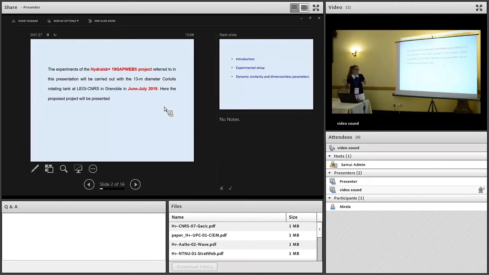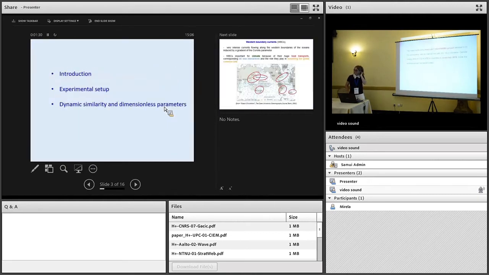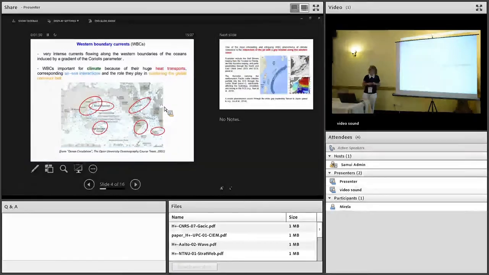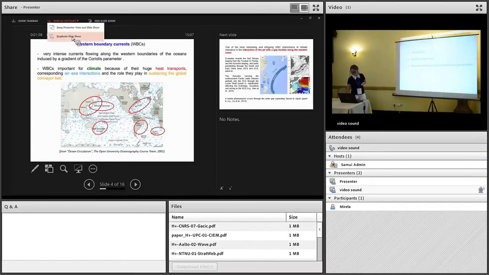As Joel said, the project starts next week, so it will last for 6 weeks, from the beginning of June until mid July. I will just give the motivation and an introduction on the subject. I will explain the experimental setup and the dynamic similarity and dimensionless parameters used to design the experiments.